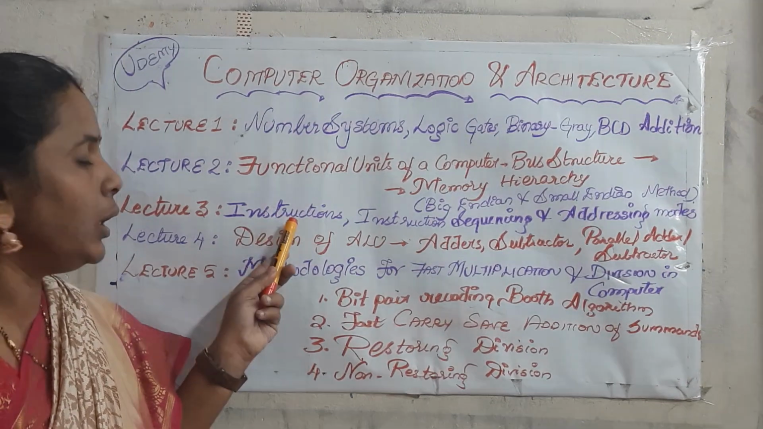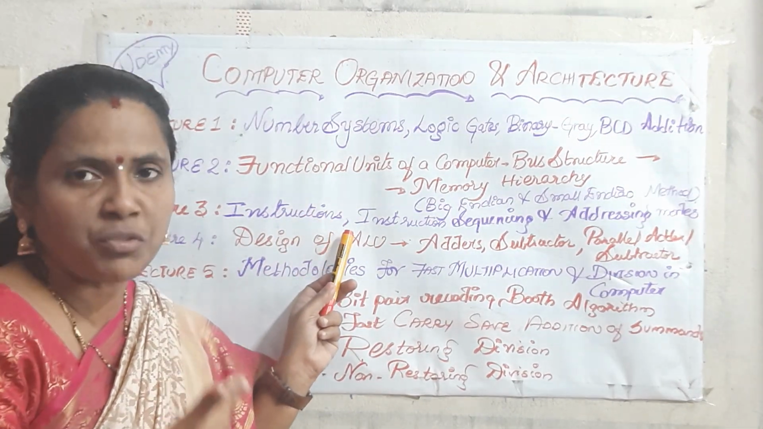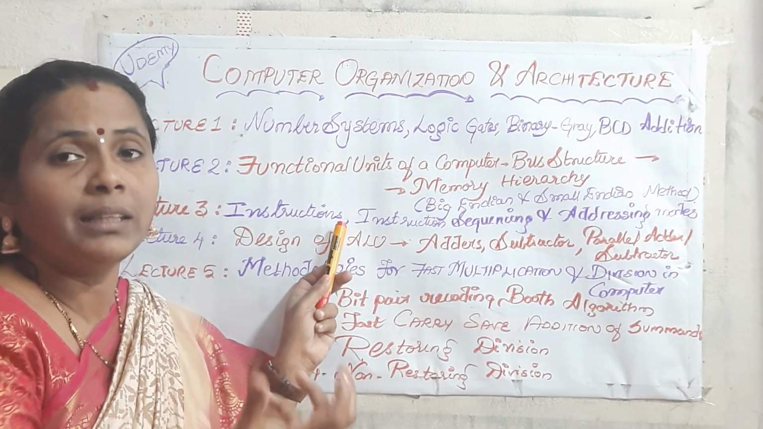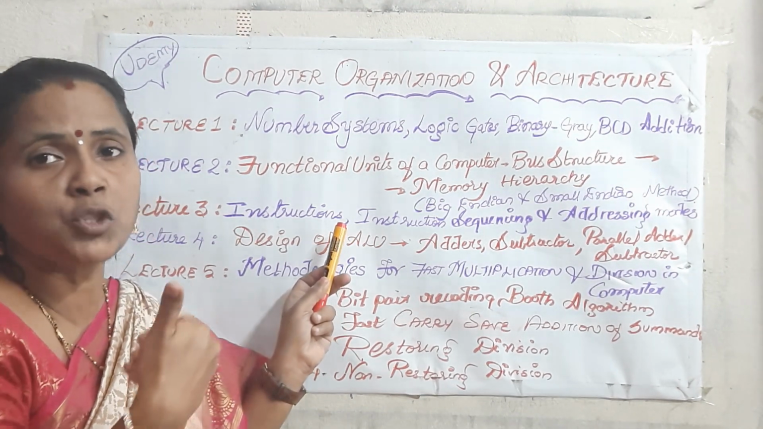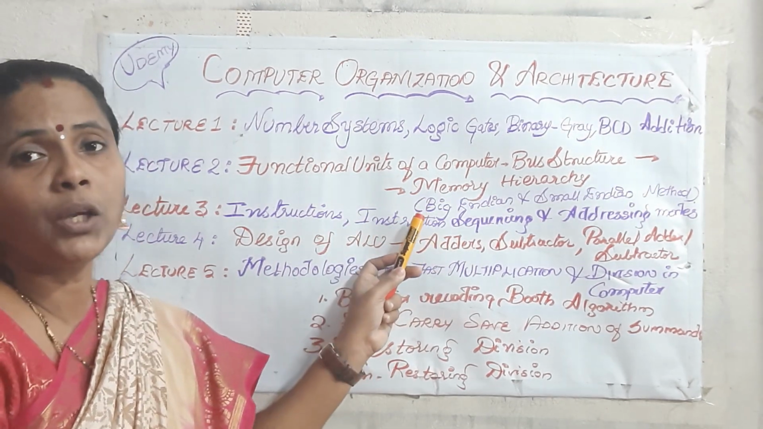Moving on to lecture 3, which relies on your instructions, the complete set of instructions. What are the 3 points? The data has to be fetched, decoded, and executed. And the instructions, how they have to be sequenced to carry out a single process.